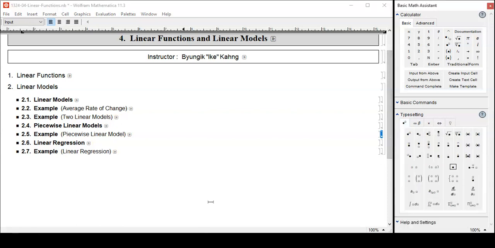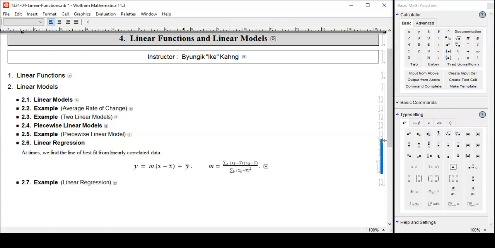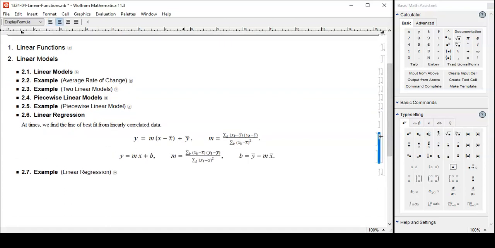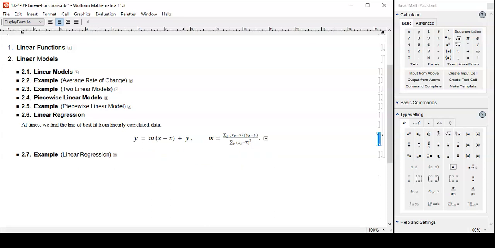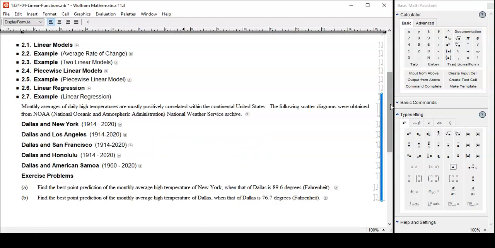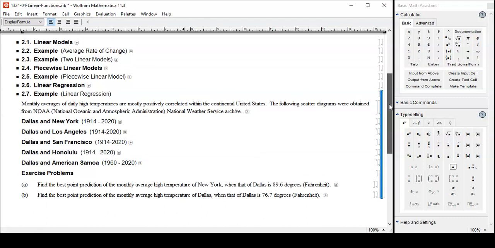Let's see, enough time for these examples. Linear regression. I don't want to go too deeply into this. Instead, I'll just show you some pictures to show you how you actually use linear models in real-life situations.